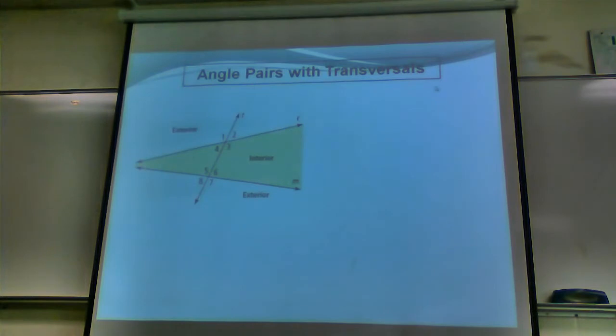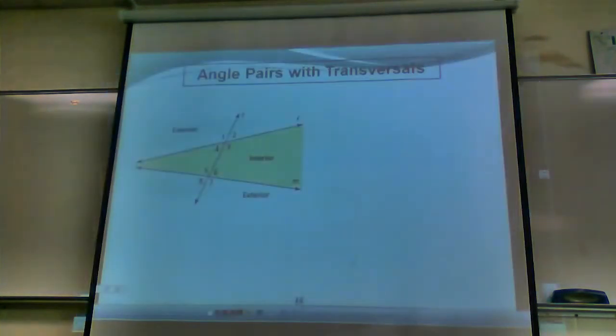Okay, now, these angle pairs. If you look on the picture right there, in between these lines, it's shaded in, and it says interior, right? And everything else is considered the exterior. That's because these angle pairs, those words, interior and exterior, are going to be used in terms of the classification.